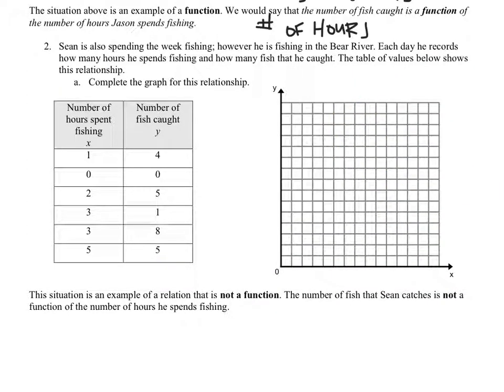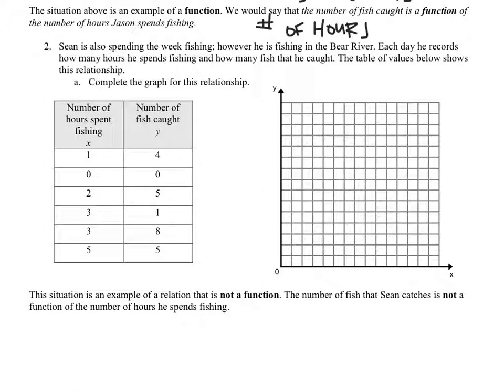The situation above is what we call a function. Because it was functioning, we could say that the number of fish caught is a function of the number of hours Jason spends fishing, which is why we can use f of x. However, this one did not give us an equation to change into a function. So we're just going to graph these points and determine if it is a function, kind of.